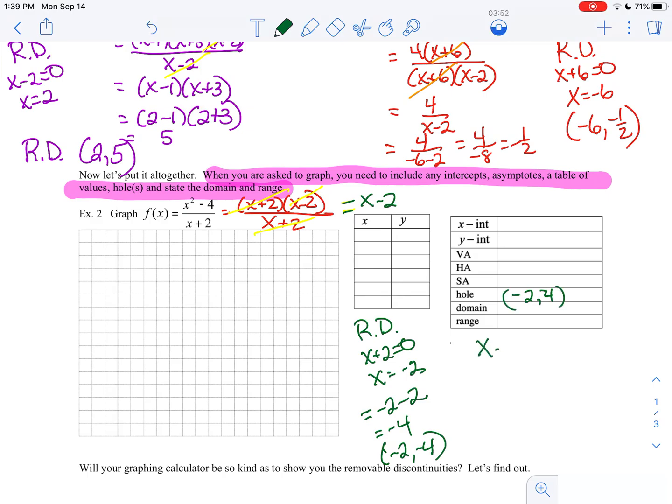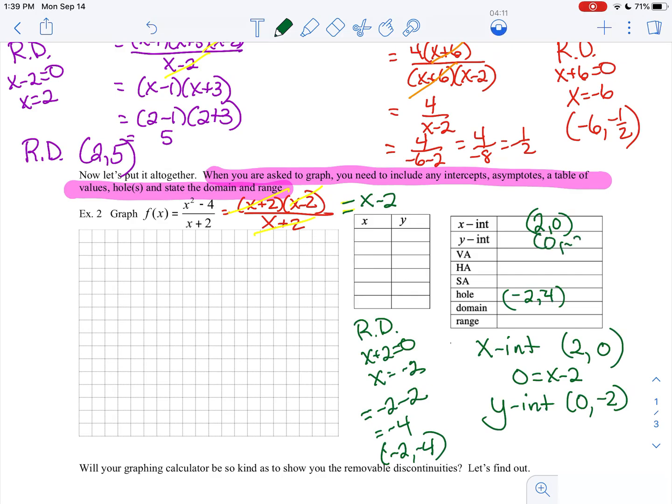All right, to refresh your memory, in x-intercept, you let y be 0. So if I let y be 0, x is 2. To find a y-intercept, you let x be 0. So the y-intercept is 0, negative 2. In this case, there's no vertical asymptote, no horizontal asymptote, and no slant asymptote. We'll come back to domain and range when we're done.